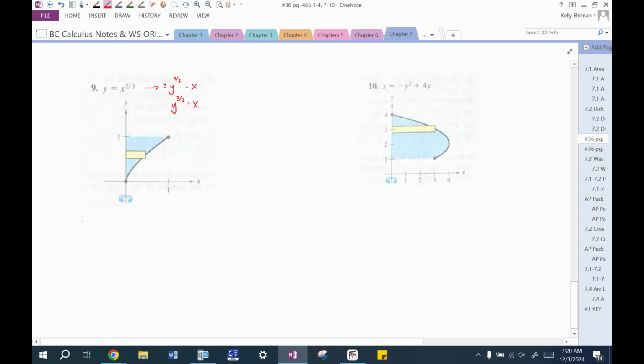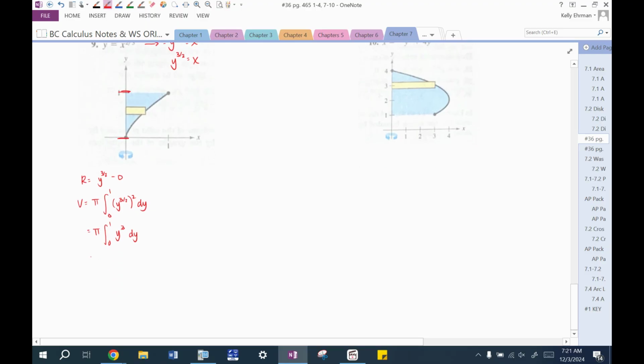All right, so let's see. So r is equal to y to the 3/2, right minus left, minus 0. Volume is pi times the integral from 0 to 1 of y to the 3 halves squared dy. So that's just y to the third. When you do power to a power, you multiply your exponents. Okay, and then we integrate that, so pi times y to the fourth over 4 from 0 to 1. That's just going to be 1/4 minus 0, so it's going to be pi over 4.